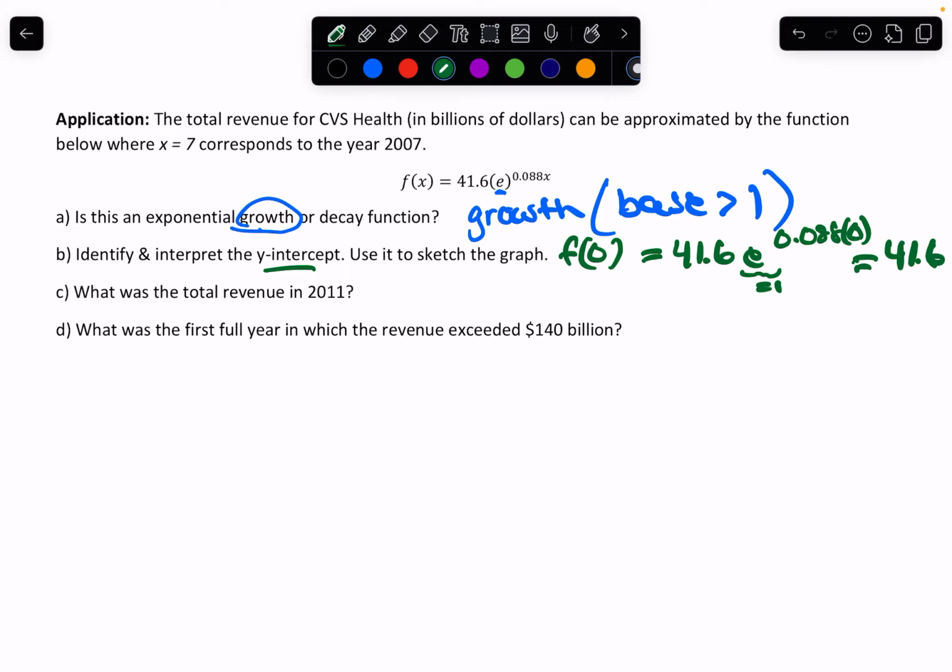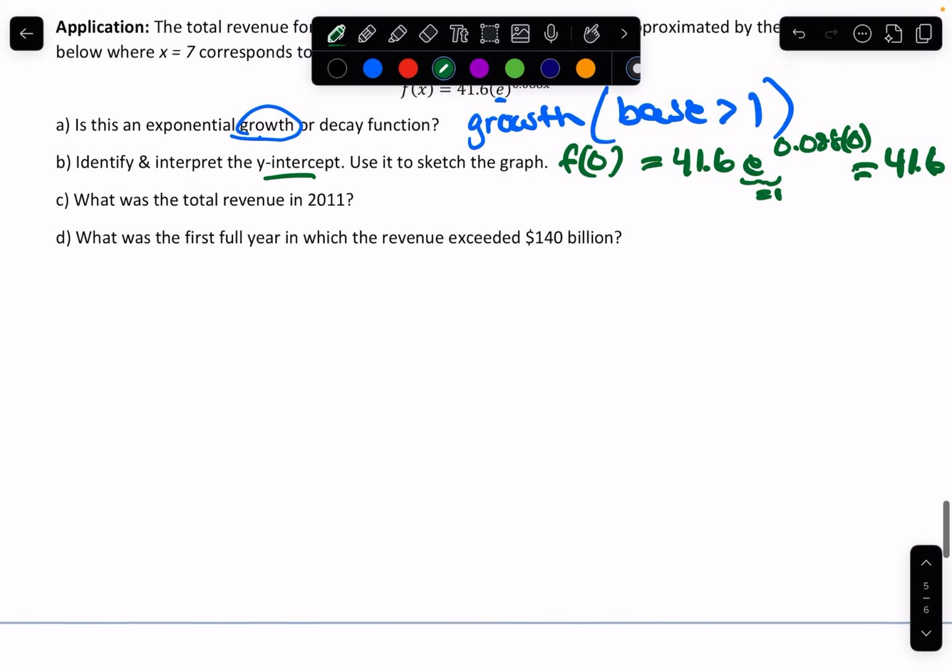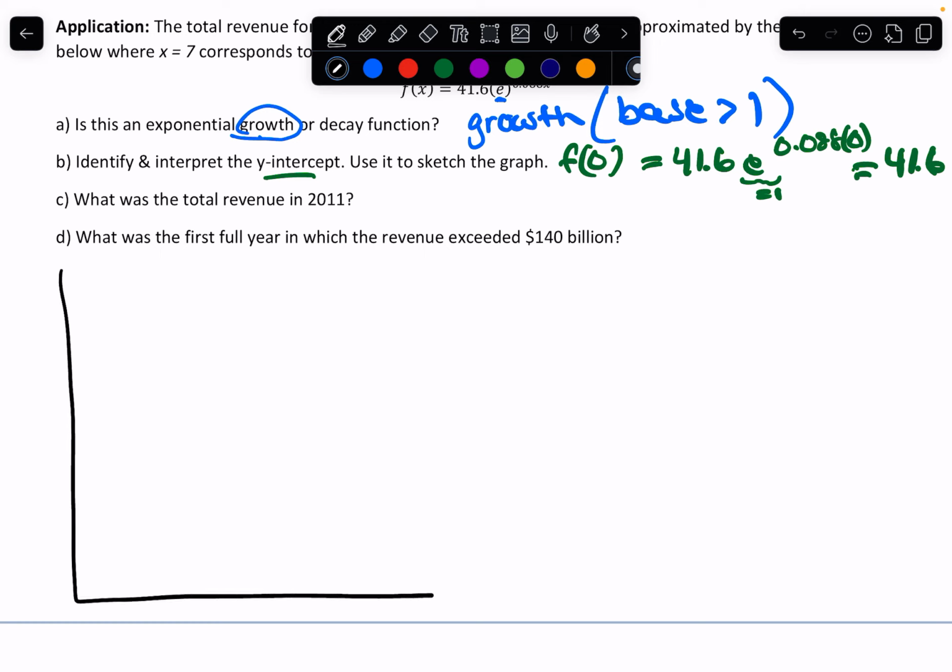Again, that's the y-intercept. So let's start sketching here. So our y-intercept is going to be 41.6.